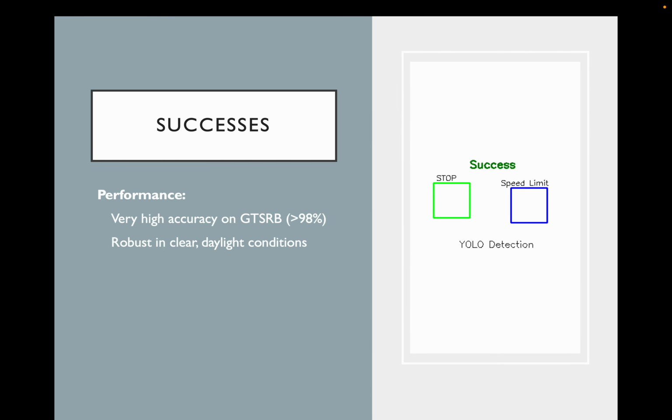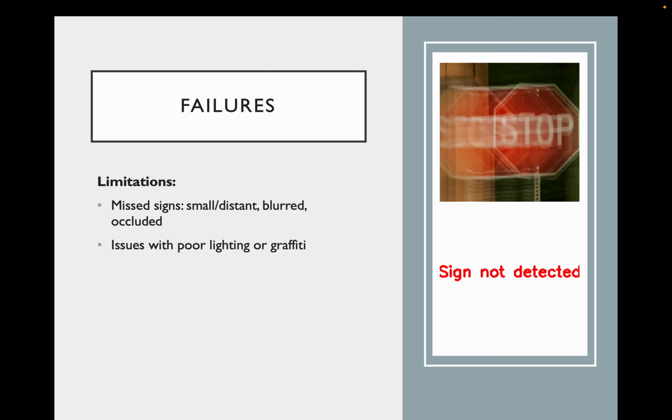So talking about the successes in this field, on benchmark datasets like GTSRB, models tend to achieve way higher accuracy, and in a lot of cases, it's often above 98%. In clear daylight with centered visions, recognition works extremely well. This shows the strength of modern methods in ideal conditions.